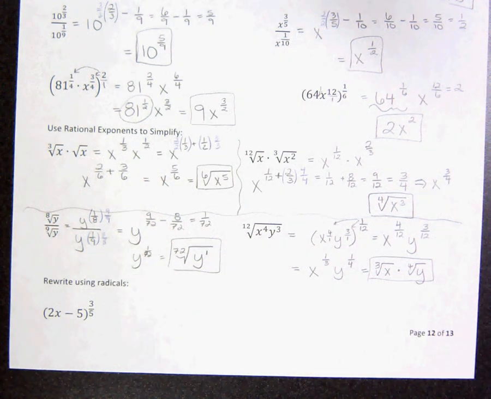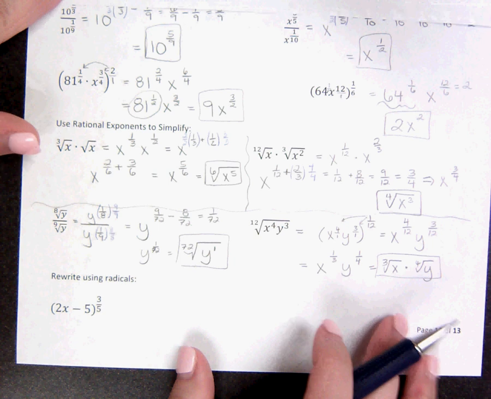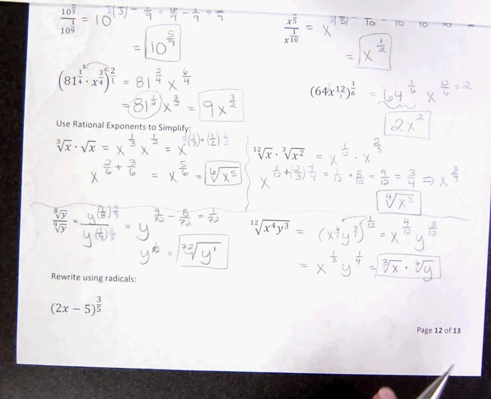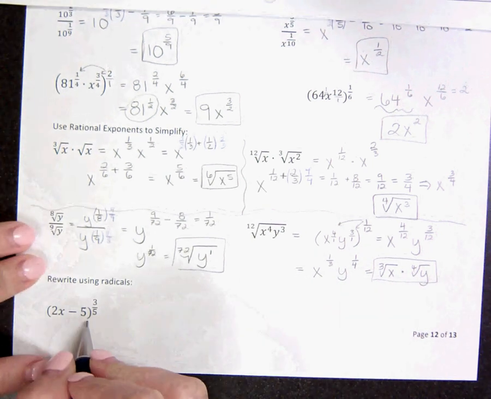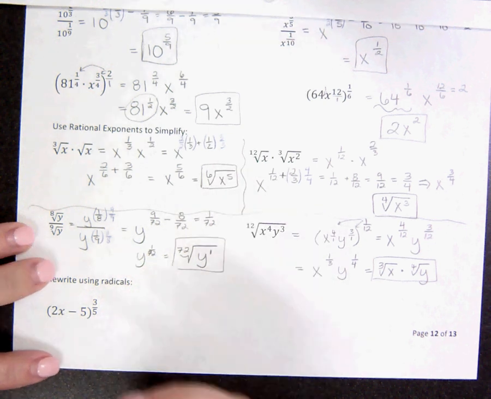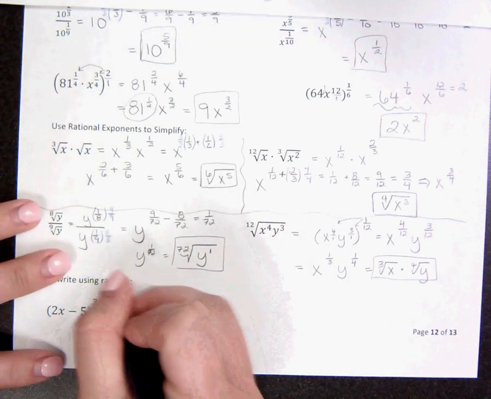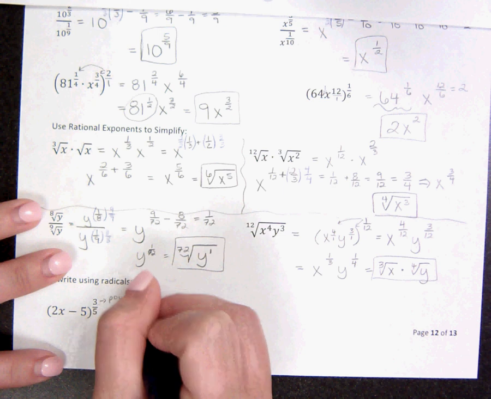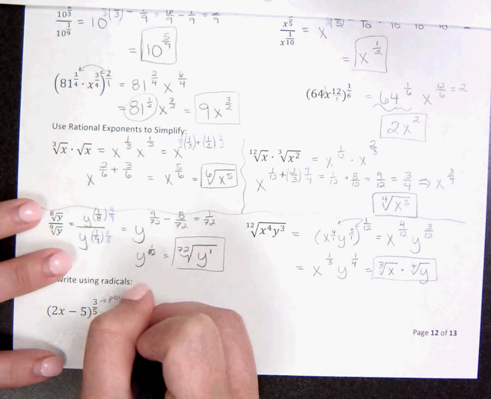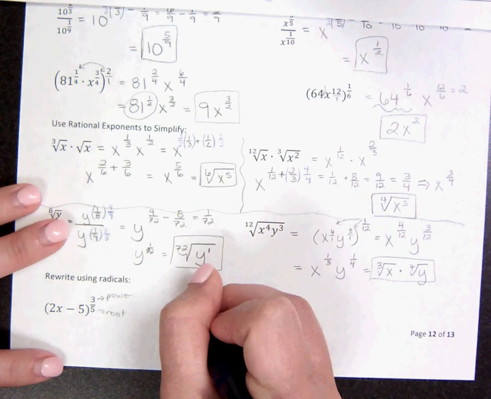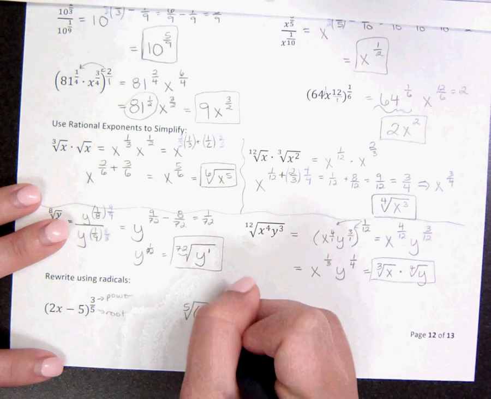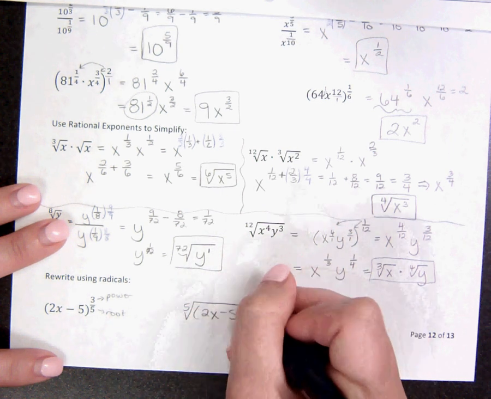And last but not least, rewriting using radicals. Students really overcomplicate this problem. There's really nothing to do. You have 2x minus 5, but there's nothing to do with 2x minus 5. So you just have to remember that 3 is the power and 5 is the root. And all it wants you to do is write it as the 5th root of 2x minus 5 to the 3rd power.